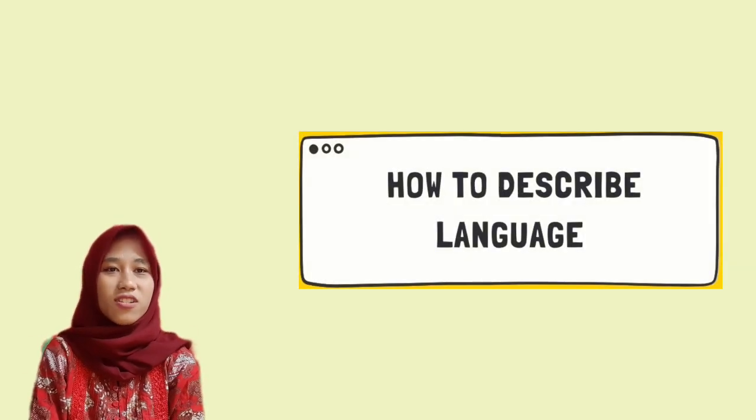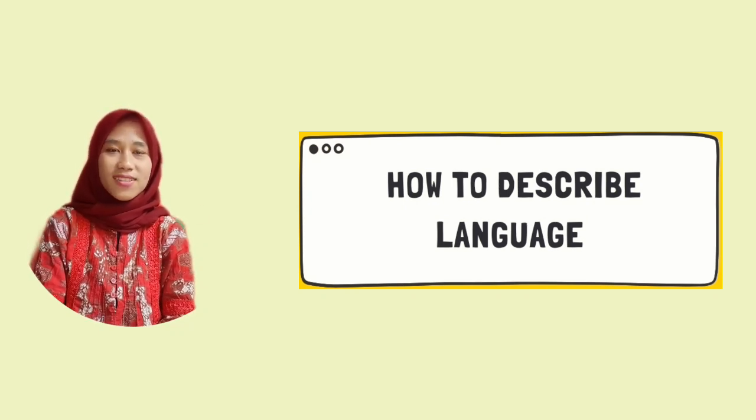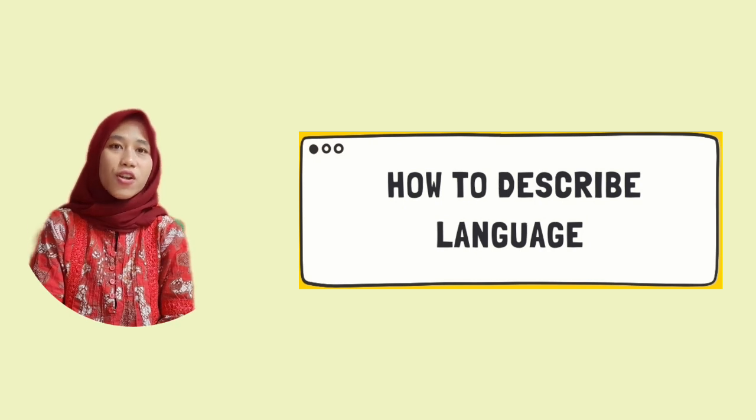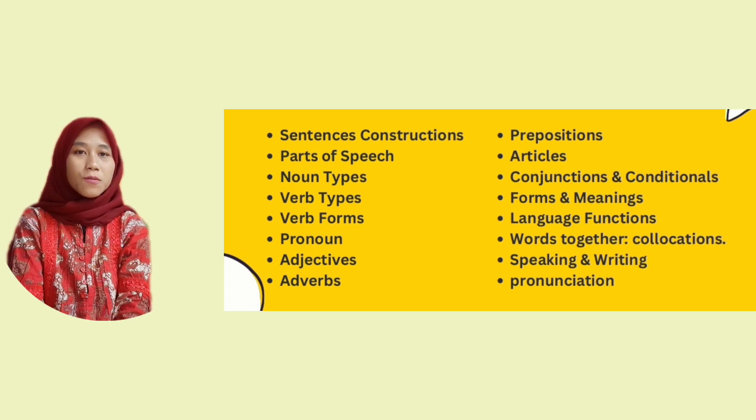In this video, I will explain how to describe language. Both students and teachers need to know how to talk about language at various points during learning and teaching. In order to be able to talk about language, we need to know how to describe its various elements. So, in this chapter, there are some very basic language descriptions and issues. The basic language that I will explain are sentence construction, parts of speech, forms and meaning, language functions, words together (collocation), speaking and writing, and pronunciation.